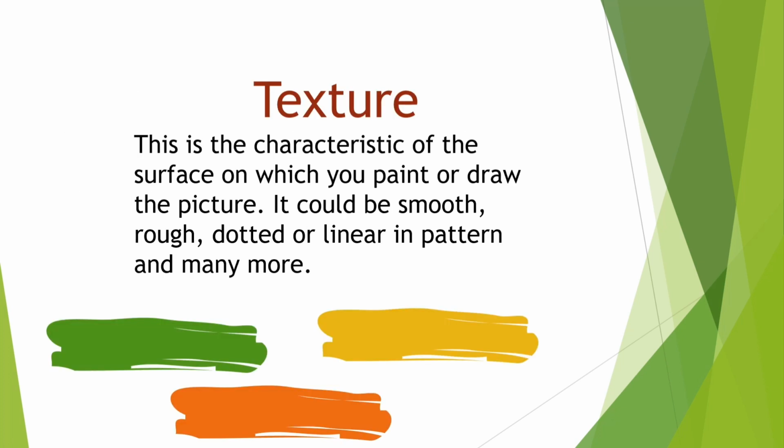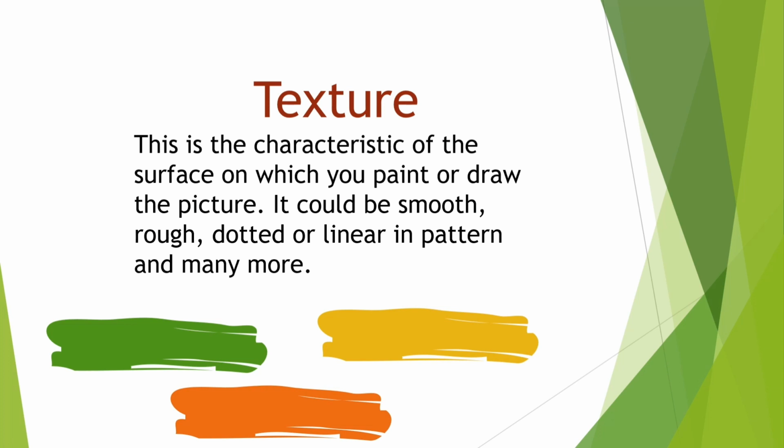Now moving forward to discuss what is texture. As we discussed various elements, we have discussed line, form, color, tone, and now we are discussing fifth element of art, that is texture. Texture is the characteristic of the surface on which you paint or draw the picture. Means for painting or drawing you need a surface, so the surface which you are using is the texture.